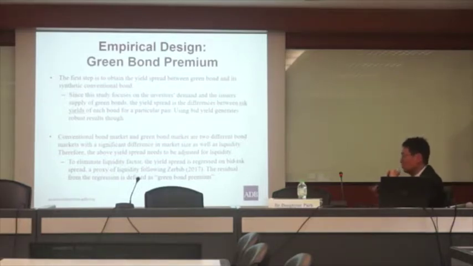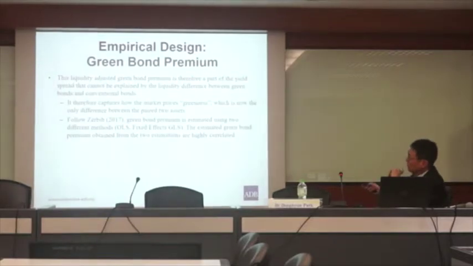Of course, that residual may very well contain other factors other than greenness. We acknowledge that, but even so, if we separate out liquidity as we do, then at least this premium is a much more accurate, much better measure of the role of greenness or green bond premium. Therefore, this liquidity-adjusted green bond premium is the part of the yield which cannot be explained by liquidity, and therefore can be explained by other factors, in particular by greenness. Therefore, to repeat, it much better captures the role of greenness.